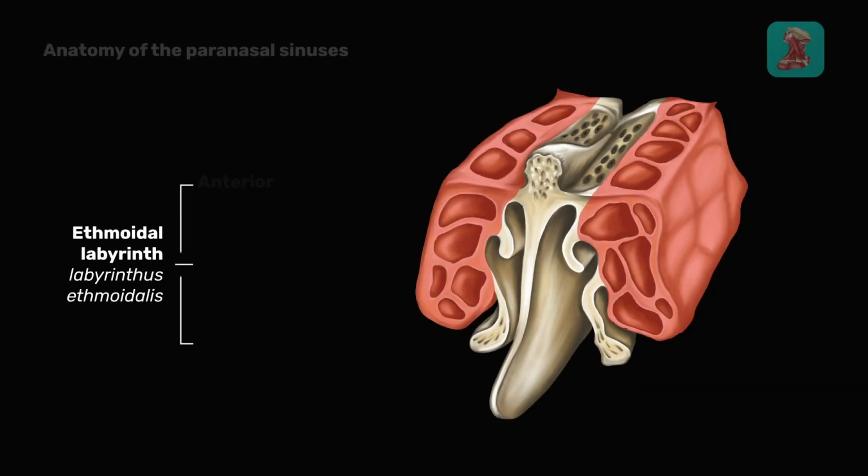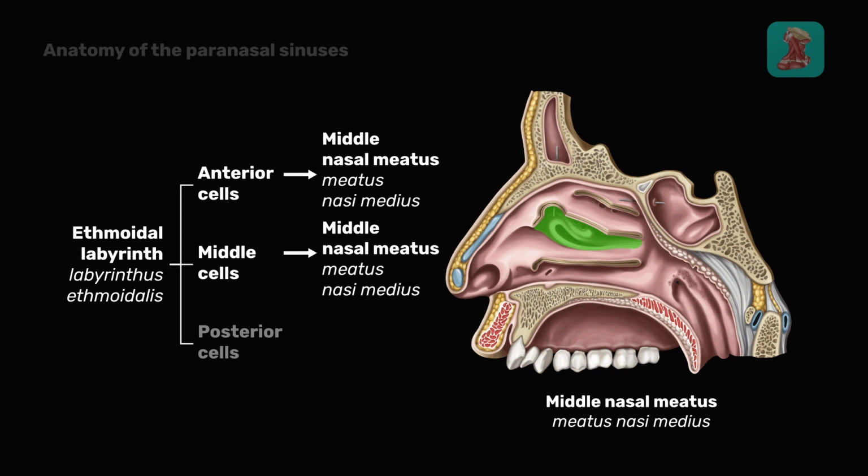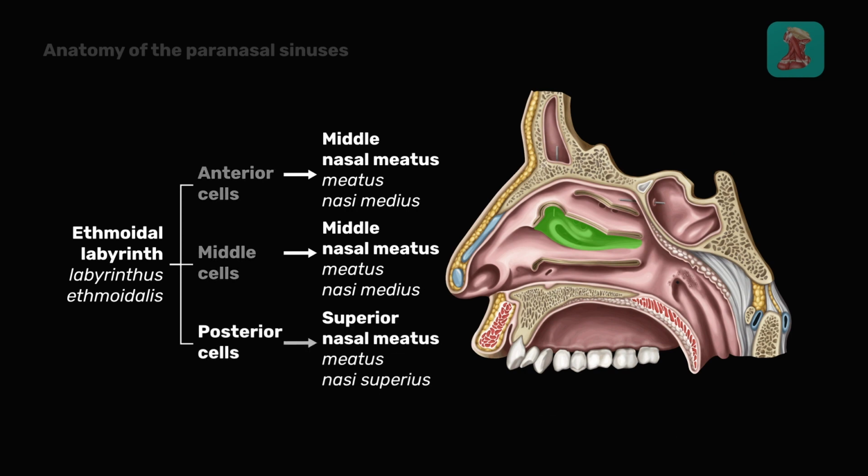Based on their location, there are three groups of these sinuses. Anterior and middle sinuses, which communicate with the middle nasal meatus, and posterior sinuses, which communicate with the superior nasal meatus.